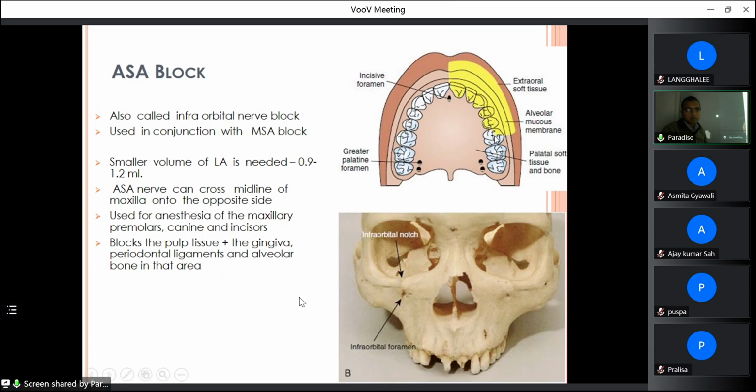to the mesiobuccal root of the first molar. Now the question: if you want to extract the first molar tooth, which block do you give? You have to give PSA block as well as greater palatine, and for the mesiobuccal root, you have two options. Either you can give local infiltration, or you have to deposit local anesthesia in the region of infraorbital. So you have to do MSA block or ASA block.